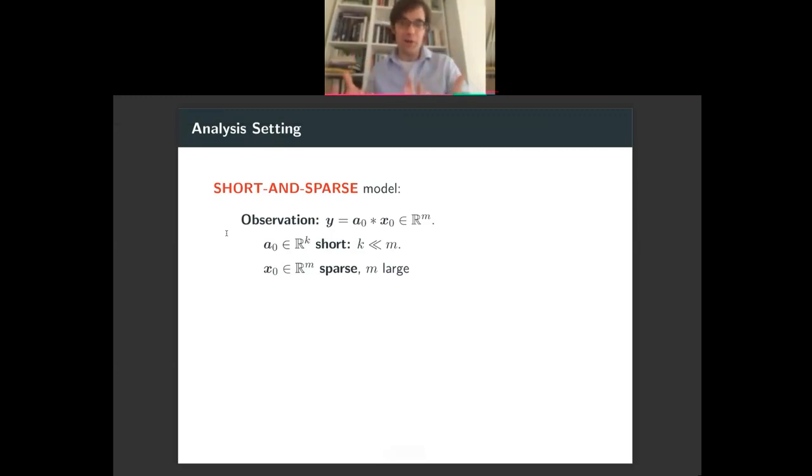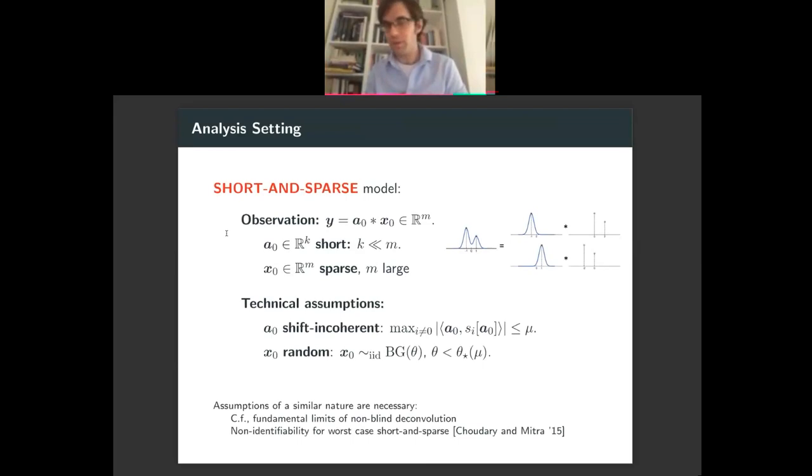So for theoretical purposes, again, we can zero in on a simple model problem. Here, our simple model problem is going to be in one dimension. We're going to make some technical assumptions on that simple model problem.